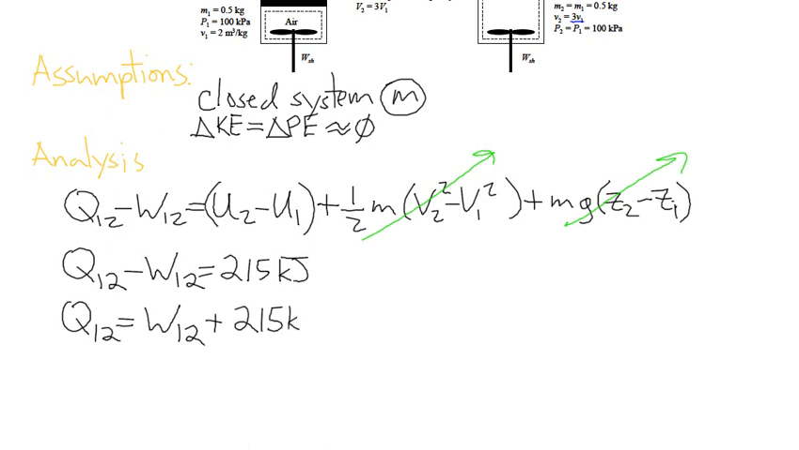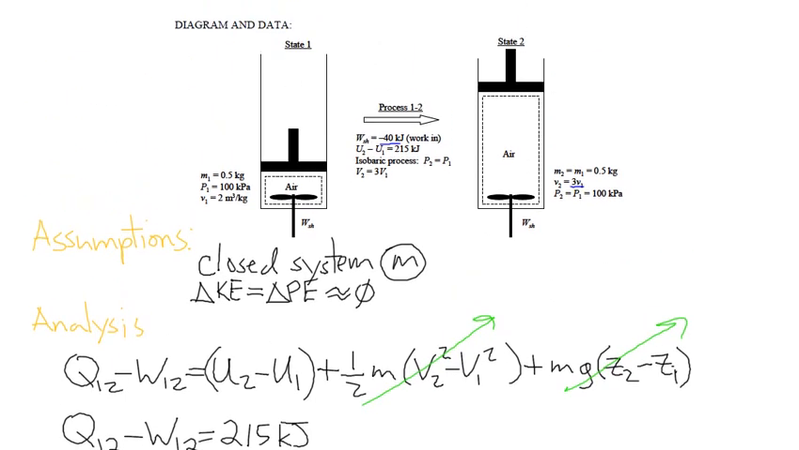215 kilojoules. All right, so we mentioned this as a note in a previous lecture, but the work in this equation includes all possible work. So in this case, we have 2 types of work. We have the shaft work, so let's look up here at the diagram again. We have the shaft work, the work coming in, right here.